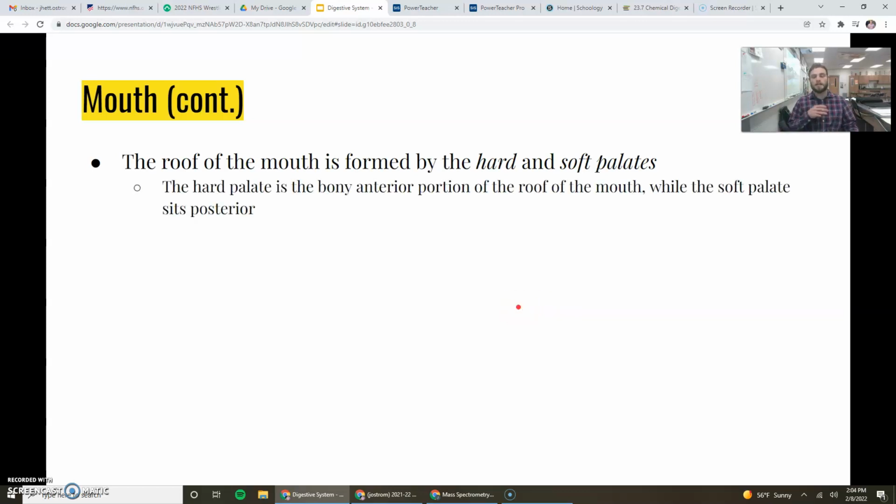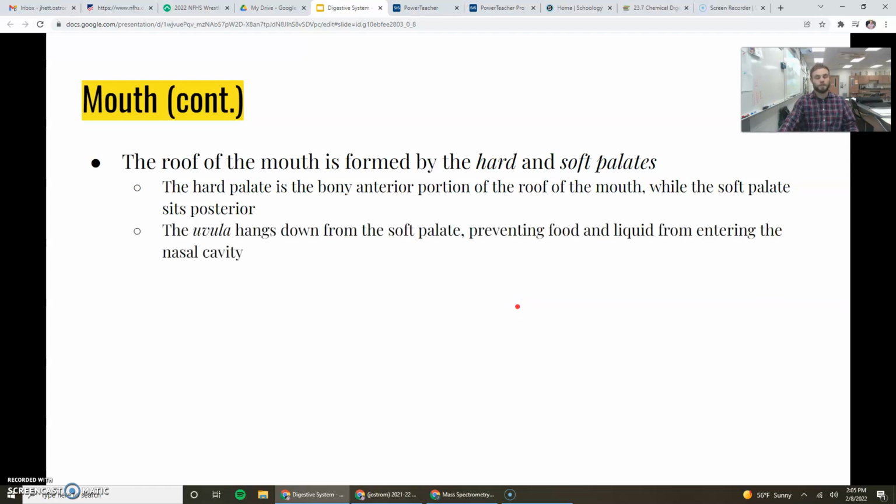The hard palate is because there is actually a bone there, the palatine bone, as part of your skull. And then the soft palate posterior does not have that bone sitting there anymore, and so that is why it is soft. From the soft palate, you're going to have the uvula hanging down from it. The uvula's job is to prevent any sort of food or liquid to move from your oral cavity up to your nasal cavity.